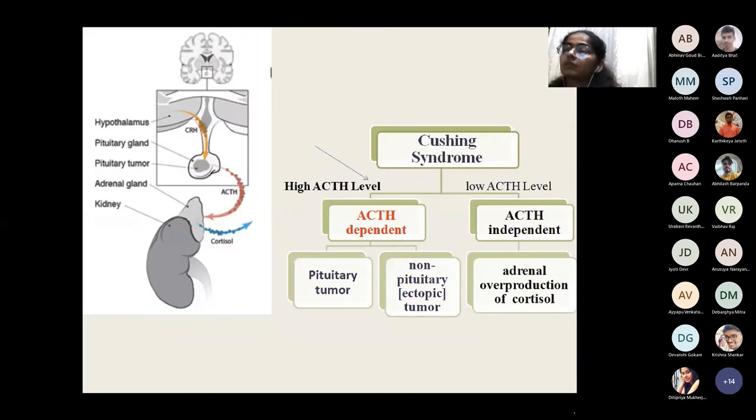On the basis of ACTH levels, Cushing syndrome can be further classified into ACTH-dependent and ACTH-independent. These pathways are categorized on the basis of pituitary tumor and non-pituitary tumor. High ACTH level Cushing syndrome occurs, and on the basis of adrenal overproduction of cortisol, low ACTH level Cushing syndrome occurs.